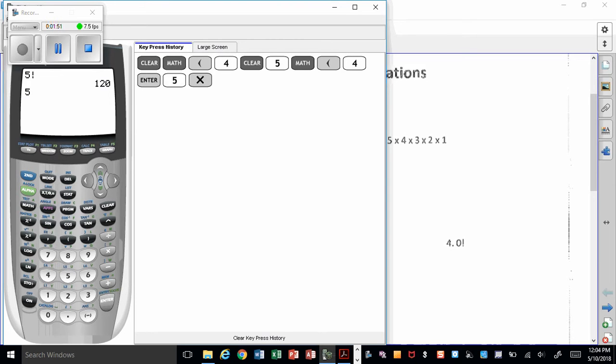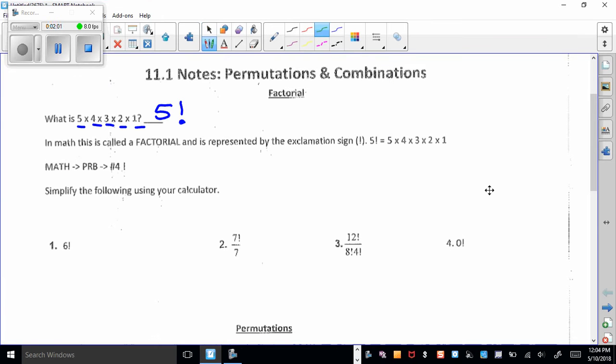So if I take 5 times 4 times 3 times 2 times 1, that equals 120. And so we just call that 5 factorial. That's what factorial means. All right, and these are the keys that you press to get there. So we'll practice doing this a couple times. Go ahead and practice that, and then you can check with me when you're done.